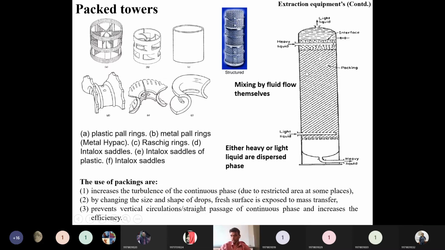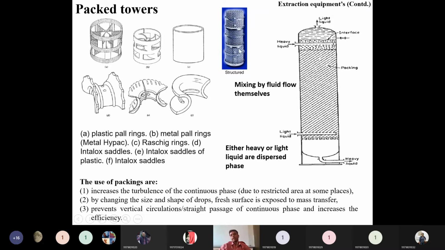There are two types of operation possible. The construction is the same for both of them. We only have to interchange the nozzle. When the light liquid is the dispersed phase, we bring this nozzle here. When the heavy liquid is the dispersed phase, this nozzle will be present here only. So that's the main criterion in the operation of this column.